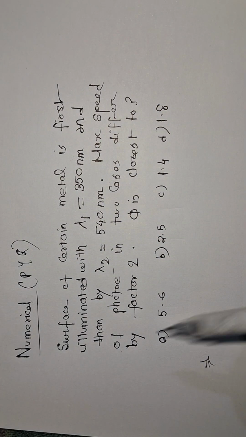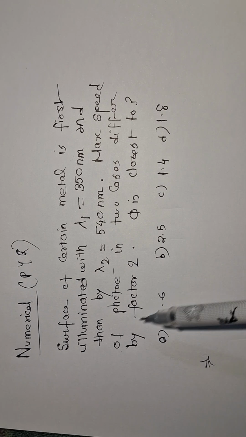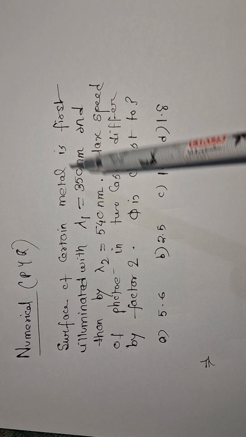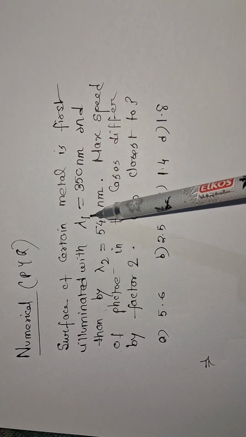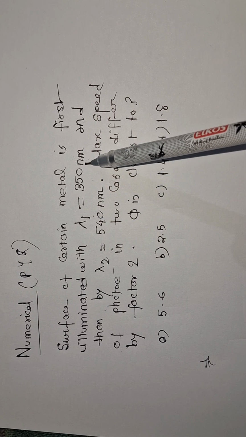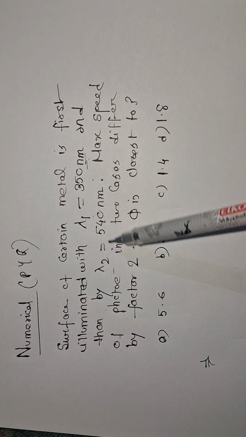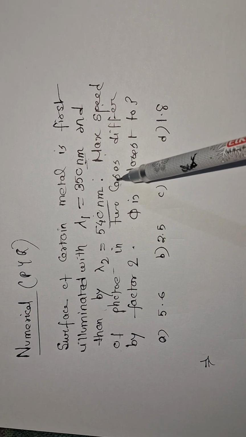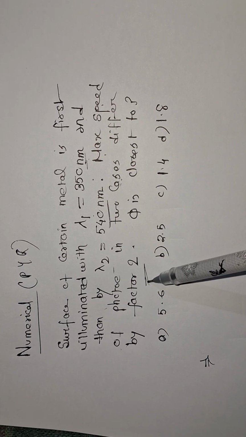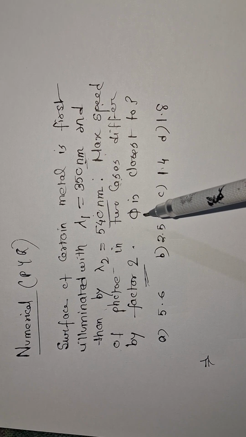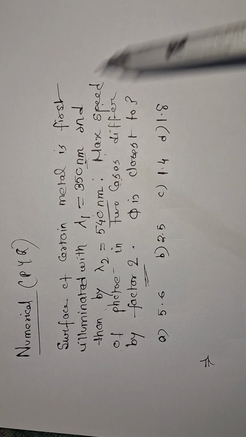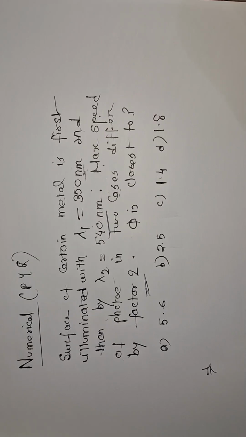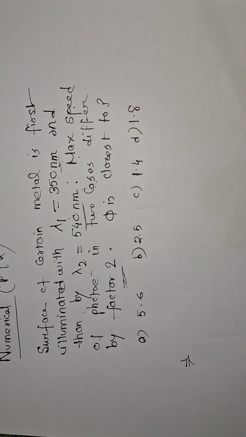Let us read the question. What is the question saying? The surface of a certain metal is first illuminated with lambda 1 equal to 350 nanometer, and then with lambda 2 equal to 540 nanometer. The maximum speed of photoelectrons in the 2 cases differs by a factor of 2. We need to find which value the work function is closest to. I guess the question is clear to you. I am going to explain this question.